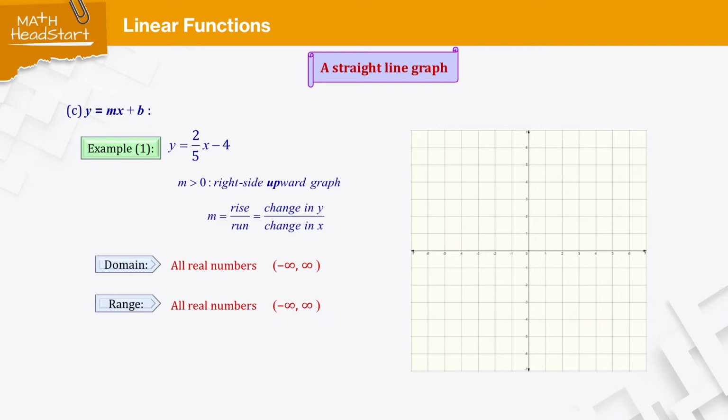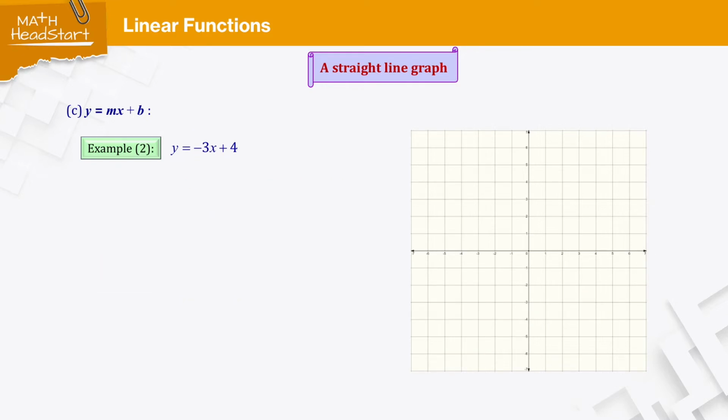First, start with the y-intercept. Plot a point on the y-axis at negative 4. And then from that point, we can move 5 steps horizontally and 2 steps up vertically. There is another point there. We then connect it with the y-intercept to draw a straight line. This is the y equals 2/5 x minus 4 graph.